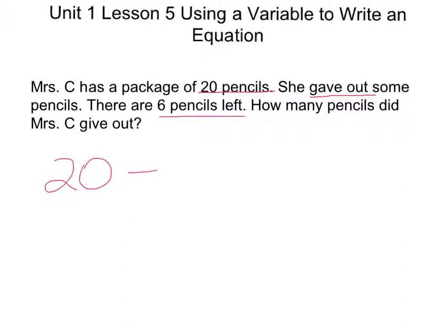Okay? How many pencils did Mrs. C give out? Okay? So we don't know this term here, but we do know that she has 6 pencils left. So what the students then would realize is 20 take away something is going to give us 6. And that something is going to be represented by P for pencils. So 20 pencils is what she starts with. We take away a certain number of pencils, and that leaves us with 6 pencils left.